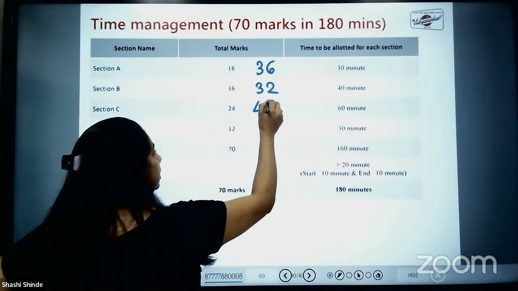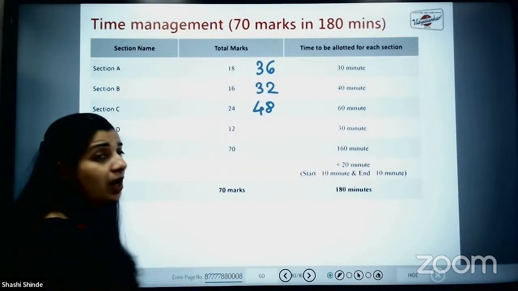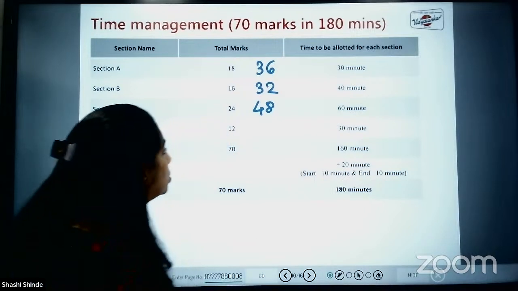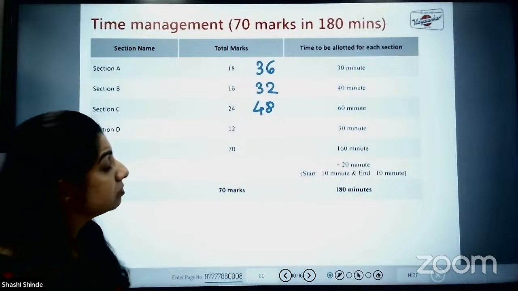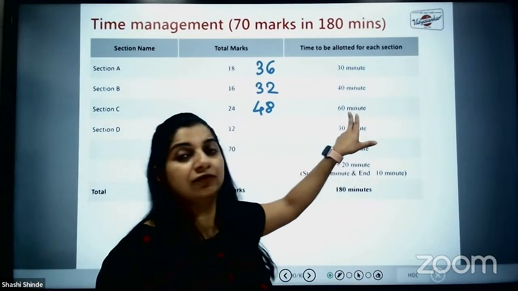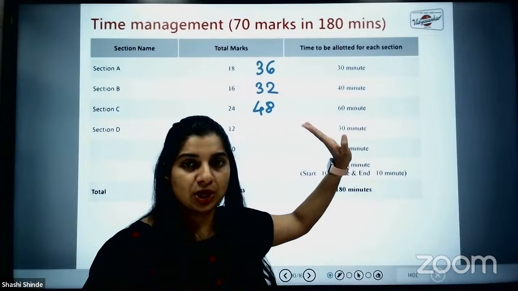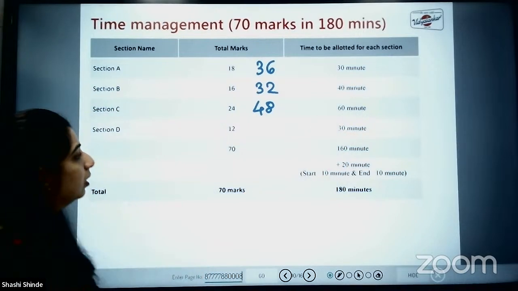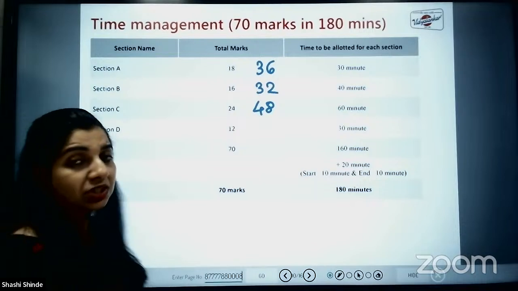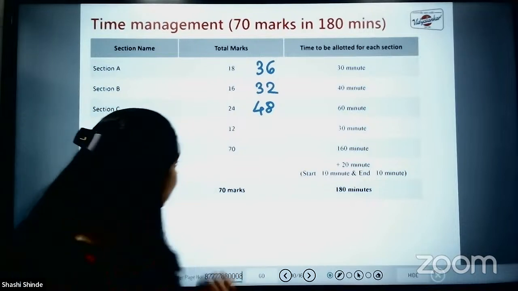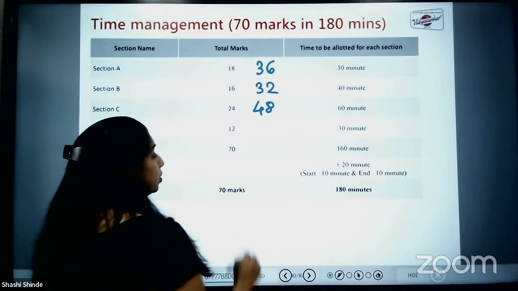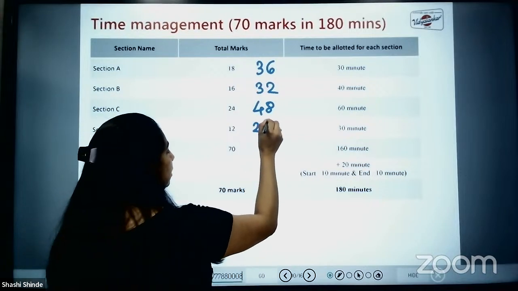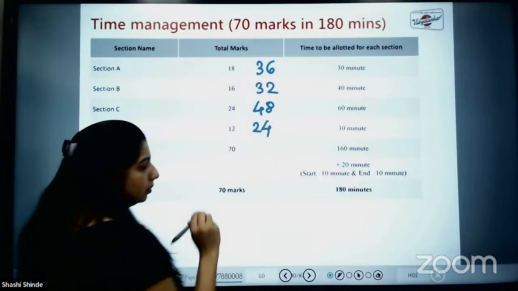24 twos are 48. Now here we have 3 marks questions, total 8 questions. So for 8 questions, 3 marks each, let us give 1 hour, 60 minutes. So in 60 minutes, you have to finish your section C. Then section D. Section D has 3 questions, 4 marks each. So it is 12 to the 24.